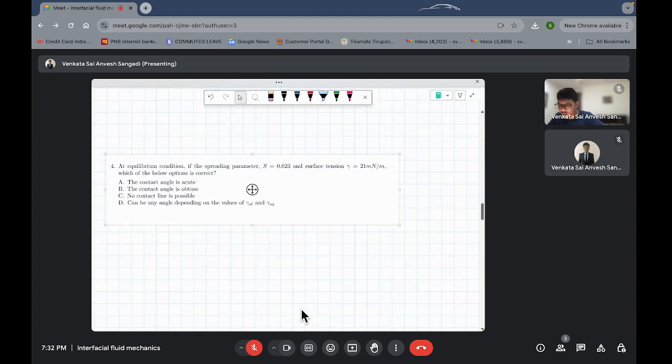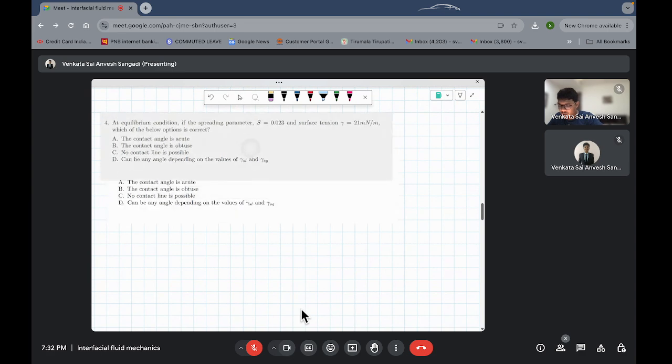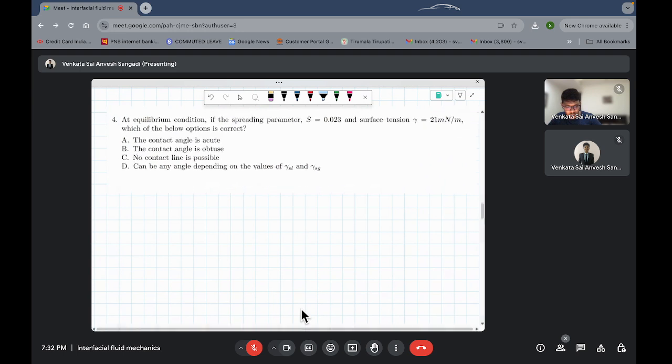So the next question is question number 4. At equilibrium condition, if the spreading parameter S is equal to 0.023 and surface tension gamma is equal to 21 millinewton per meter, which of the below options is correct?